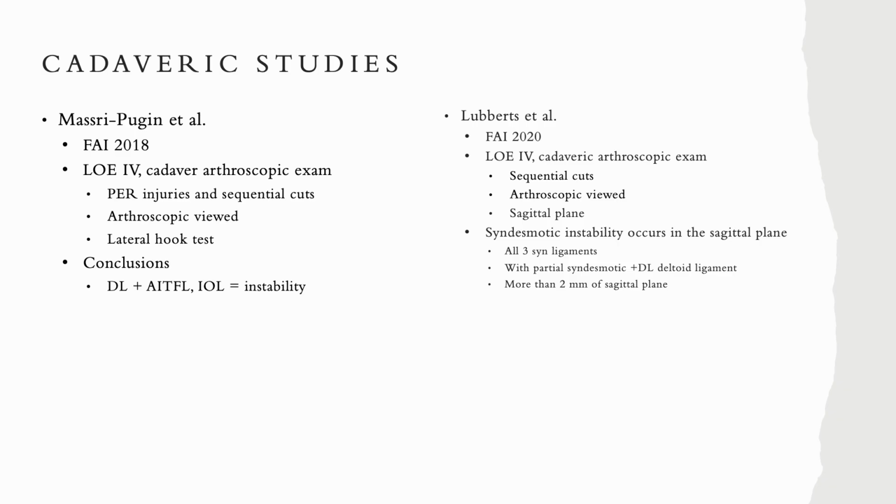Then they also did sagittal plane stressing. Syndesmotic instability occurs in the sagittal plane, and it always includes three ligamentous injuries. With partial injuries, you have to have the deltoid injured. And they described this fibular test where you're pushing it anterior and posterior. They said if you have more than 2 millimeters of motion in the sagittal plane, you're going to have some instability there.